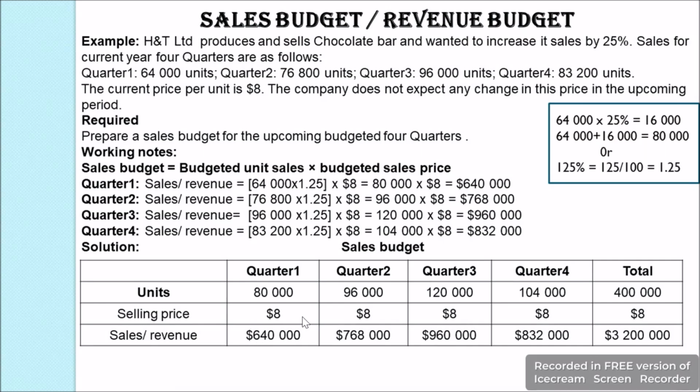We have the selling price of $8, and for each quarter it remains the same, so it is $8 for each quarter. Then we have the sales revenue. For the first quarter, we have calculated it as $640,000. For the second budgeted quarter, it was $768,000. For the third budgeted quarter, it was $960,000. And for the fourth budgeted quarter, it was $832,000. So we have mentioned it here. And when we total this up, it will be $3,200,000. Or if we multiply 400,000 times 8, we get the same value as $3,200,000.